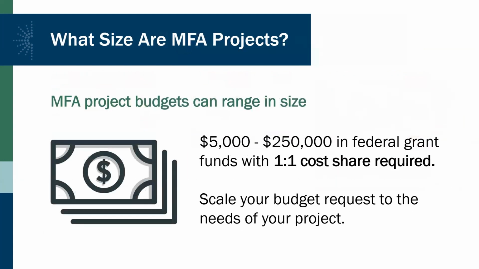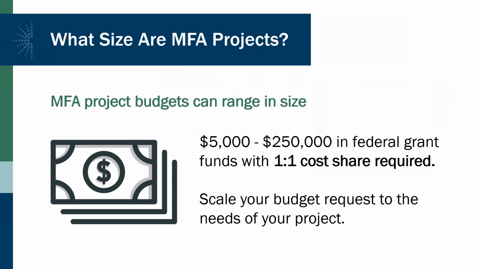MFA supports projects of all sizes, but there is a specific range of funding available in this grant program. Your project budget can request a minimum of $5,000 to a maximum of $250,000 in federal funds. If you ask for less than $5,000 or more than $250,000 in federal grant funds, your application may be rejected and not reviewed. Remember to keep your budget aligned to the scope and scale of your project, including all costs necessary to complete the proposed activities.